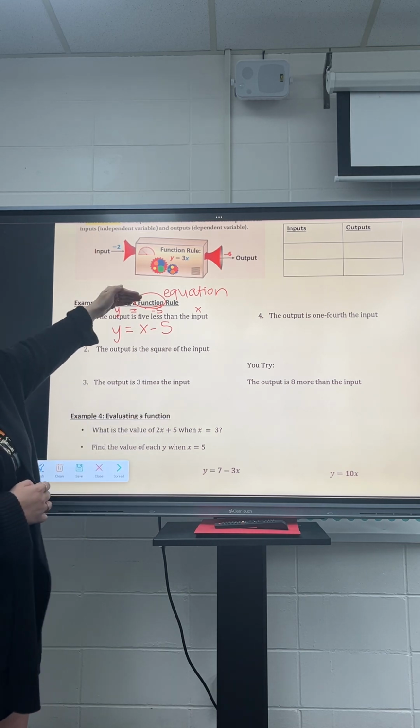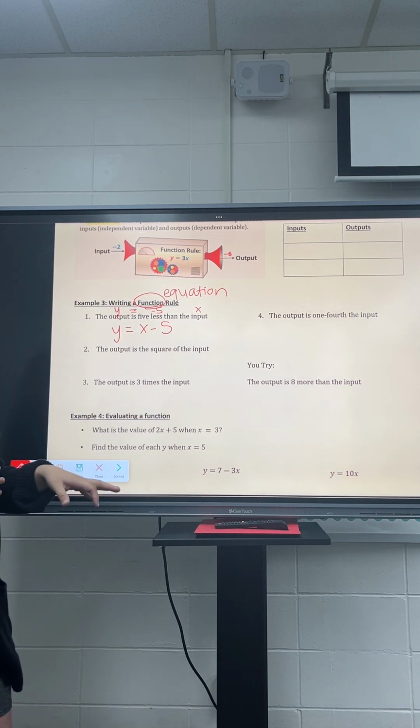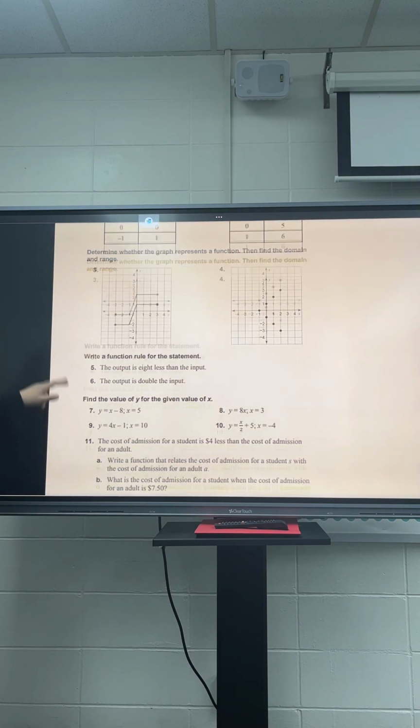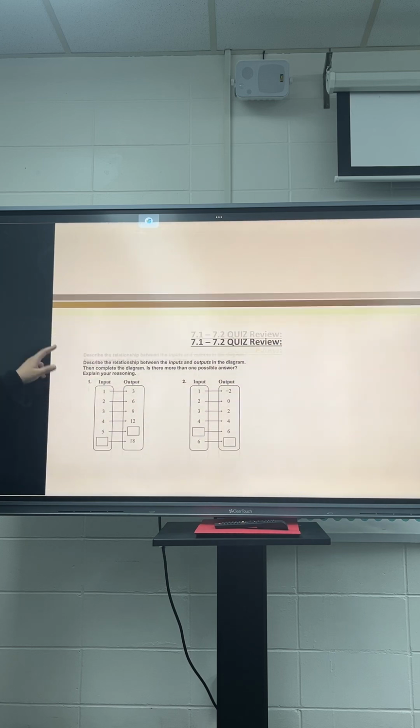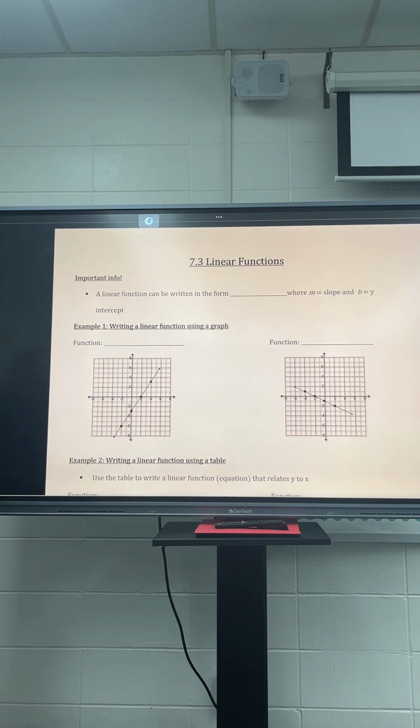This is a function, which is also an equation, okay? That's what we're gonna start doing today, is looking at these functions and writing their equations or kind of graphing them, okay? That's what we're getting into. So go ahead and jump into 7.3. 7.3, linear functions, okay?